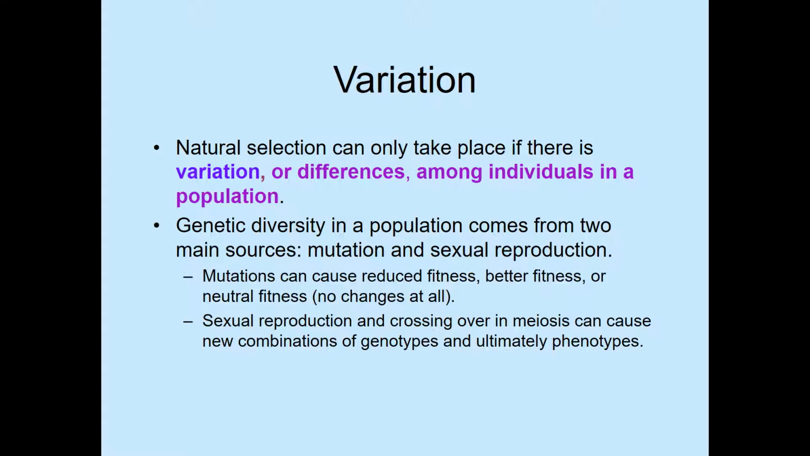And then sexual reproduction and crossing over in meiosis cause new combinations of genotypes or genes, and ultimately the outer appearance will be different. Okay, you don't have to know details about meiosis, but just know that sexual reproduction and that crossing over step in meiosis cause the genes to combine in different ways.